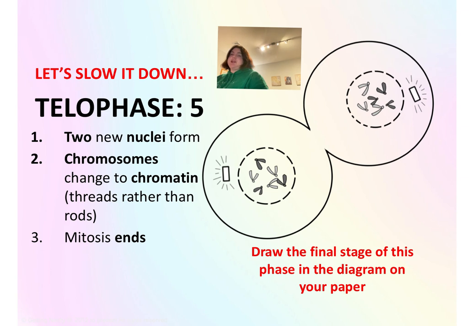Here you can see 2 new nuclei, which are the circles around the chromosomes. 2 new nuclei, or nucleuses, form. The chromosomes change back to chromatin, which means threads rather than rods, so they're not in the X shape anymore, or they won't be. And mitosis ends. So telophase is the last stage of mitosis. Make sure to draw this final stage on the diagram on your paper.